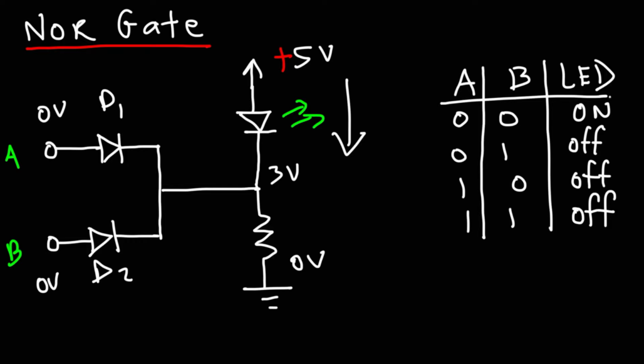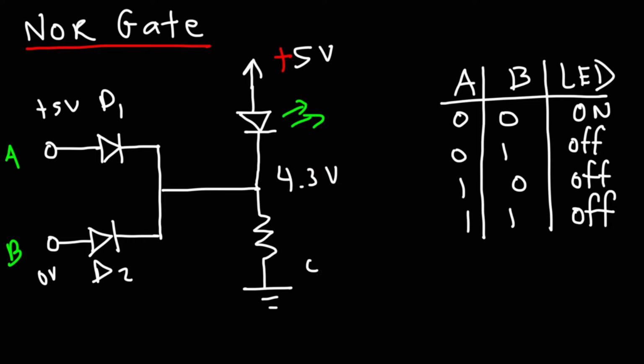And thus we can see why if A and B are both 0, the LED will be on. But if one of them is a 1, let's say if this one is a 1, which means it's at 5 volts, and this is 0, then this potential here will be at 4.3. This will be 0.